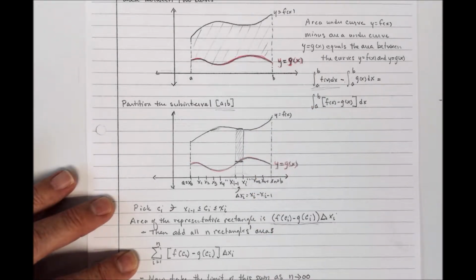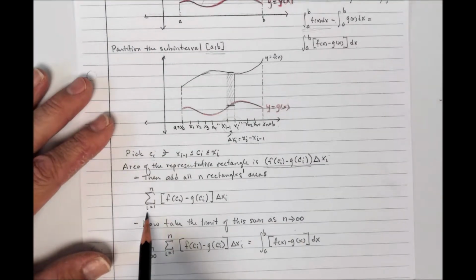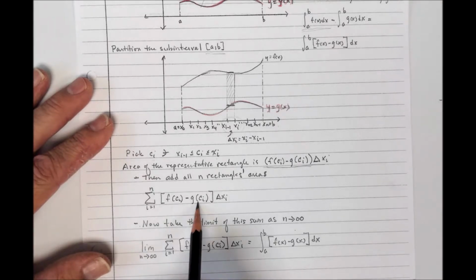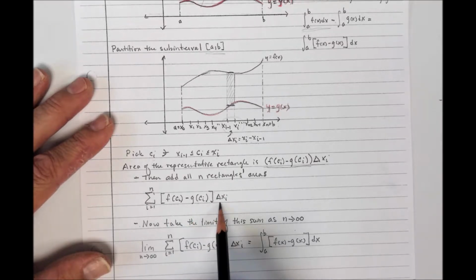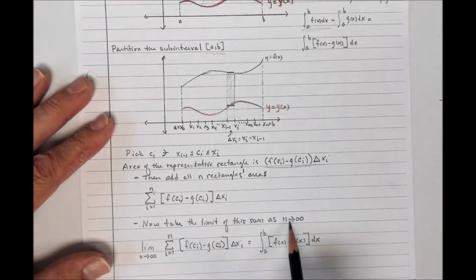So if I do this for each one of my subintervals, I'm going to have the sum, as i goes from 1 to n, of the difference of the y values, f of c sub i minus g of c sub i, times the width of that subinterval. Now, as I mentioned, we're going to let n get bigger and bigger without bound. So we're going to let n go to infinity.